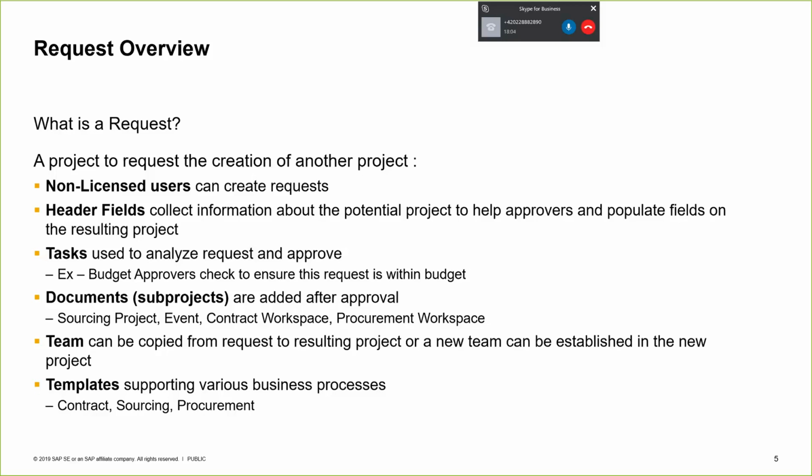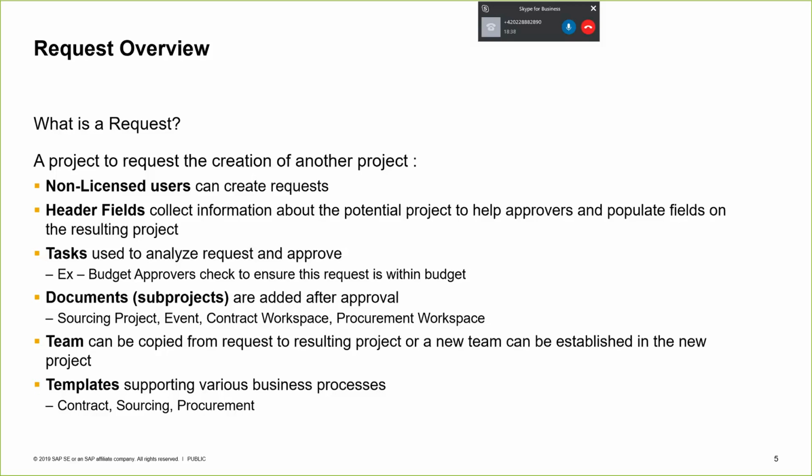For example, one of the tasks can be not only the approval, but the budget approval: someone needs to check and make sure that the request is within budget. As we are going to learn later today, this is another reason for using a request project. We need to have an approval. We need to have a stop gate that prevents users from creating any project, any contract, until there is an approval, for example, budget approval.